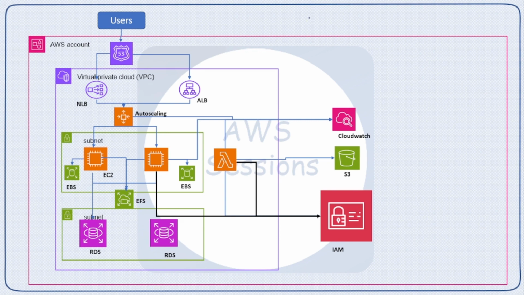In part 1 and part 2 we have covered services like VPC, EC2 instances, EBS volumes, EFS, RDS, auto scaling, load balancers, Route 53, CloudWatch, S3, IAM policies, and Lambda function. All these things we have already covered in part 1 and part 2, so I would request you to go ahead and watch those.